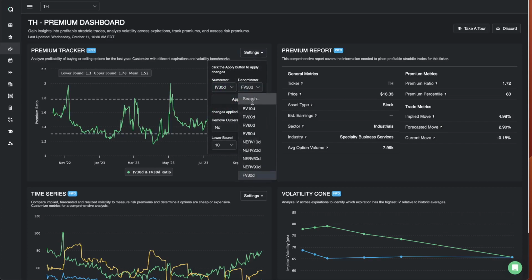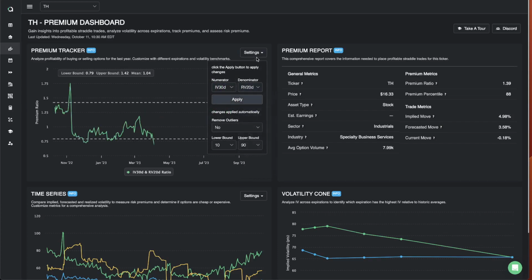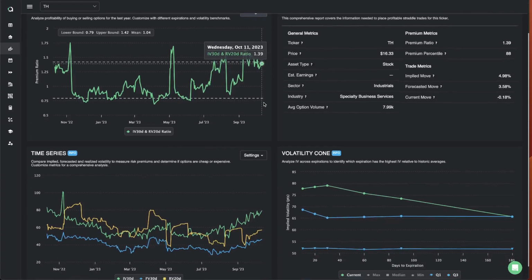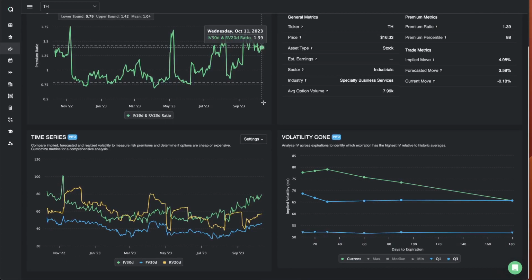I actually want to check something quick here. Let's change this to be the realized volatility. And we can still see that it's up near that 90th percentile, right? So if we switch it from looking at our forecast versus implied to realized versus implied, we still see this huge premium. That's pretty much the core of this trade.